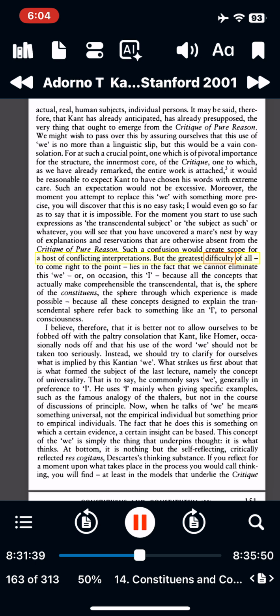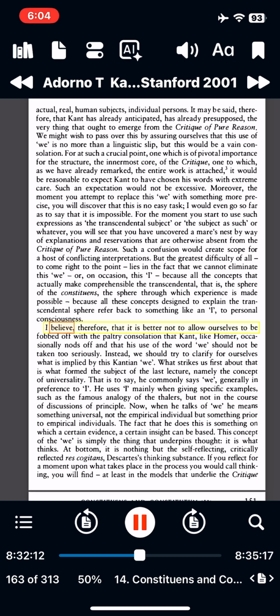But the greatest difficulty of all, to come right to the point, lies in the fact that we cannot eliminate this we or, on occasion, this I, because all the concepts that actually make comprehensible the transcendental, that is, the sphere of the constituents, the sphere through which experience is made possible, because all these concepts designed to explain the transcendental sphere refer back to something like an I, to personal consciousness.